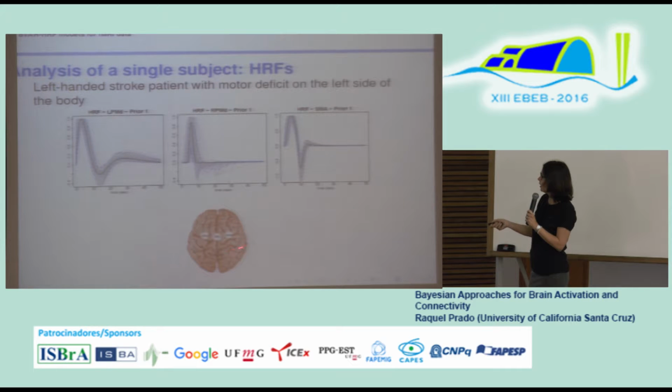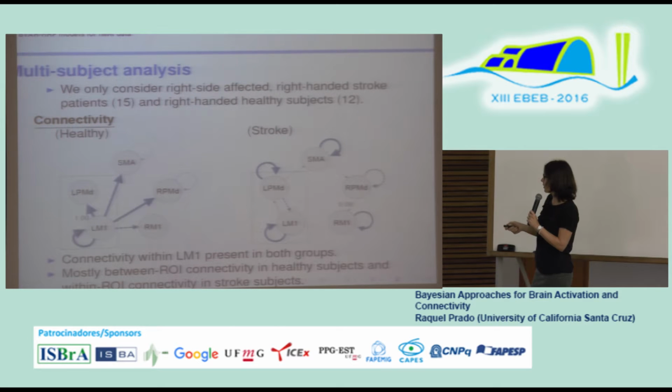This is only involving 3 regions of interest, and you can see there is a big difference. Most analyses, again, assume my hemodynamic function is the same for the different regions in the brain. And this is what you infer from the model. They look fairly different for the different regions.